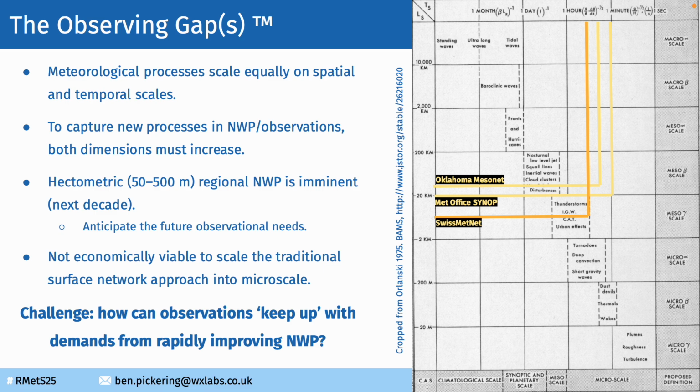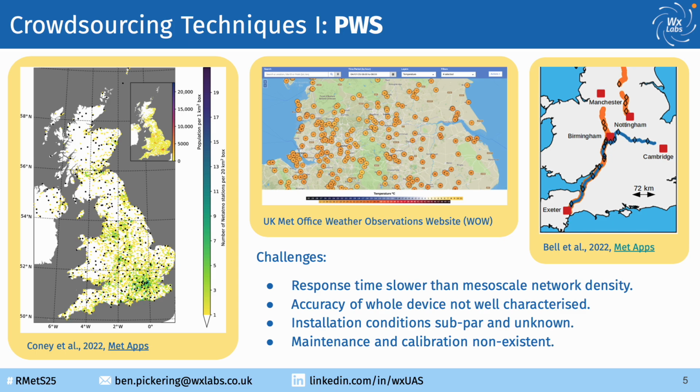So this is what we call the observing gap. It's a term we all like to use quite often. There are many observing gaps, but this is just the one I'm focusing on for this particular project. So how can we improve that gap and have more observations that can fuel these increasingly high resolution models? Because the resolution of these models is increasing a lot faster than the resolution of our observation data sets.